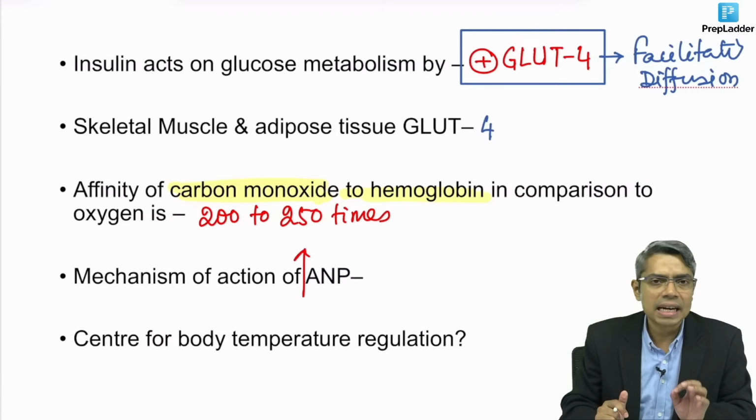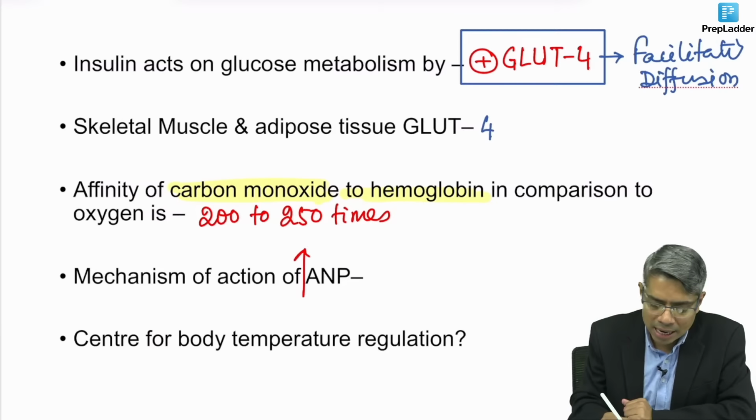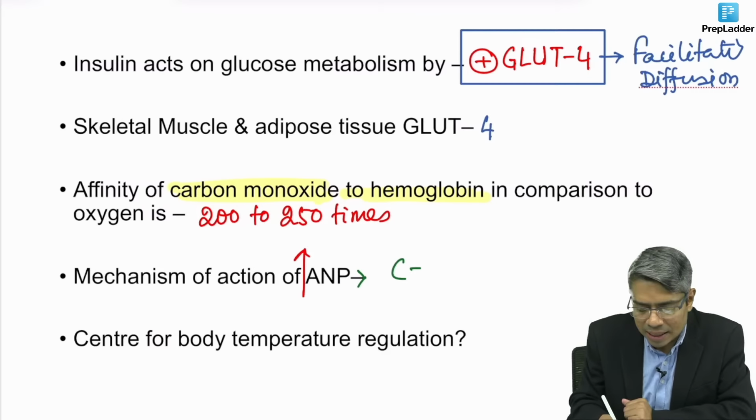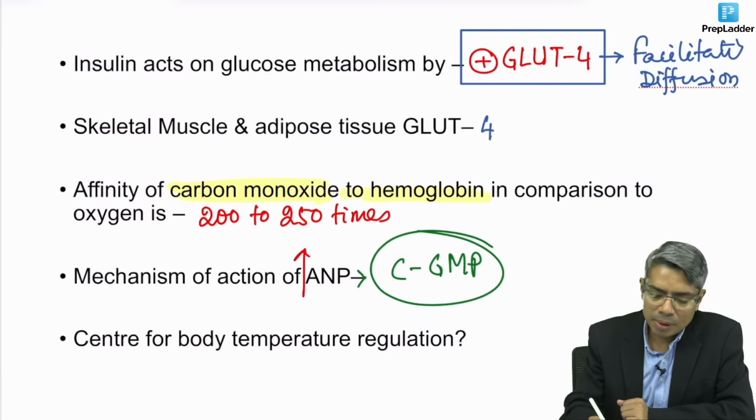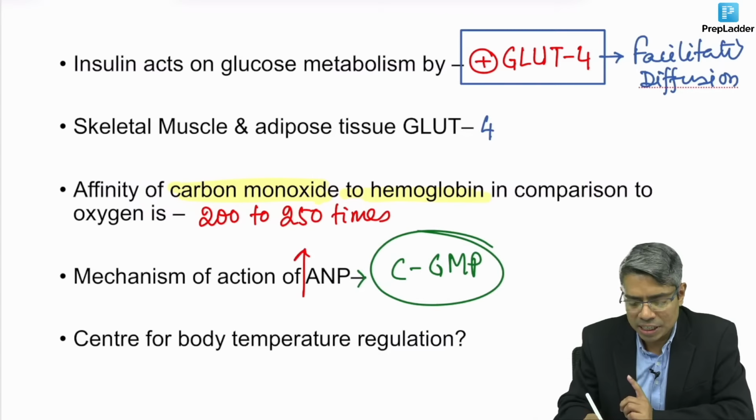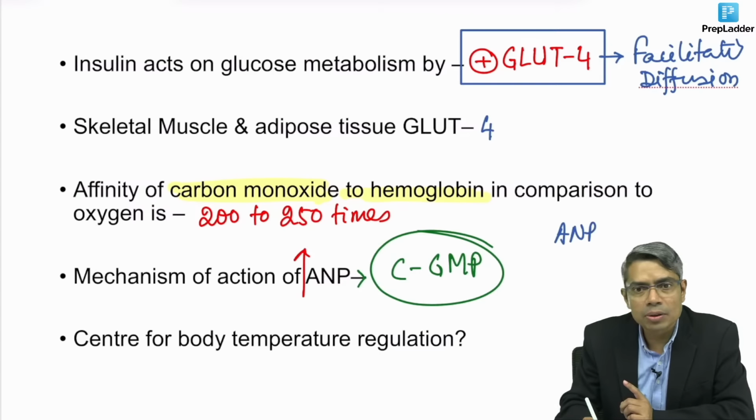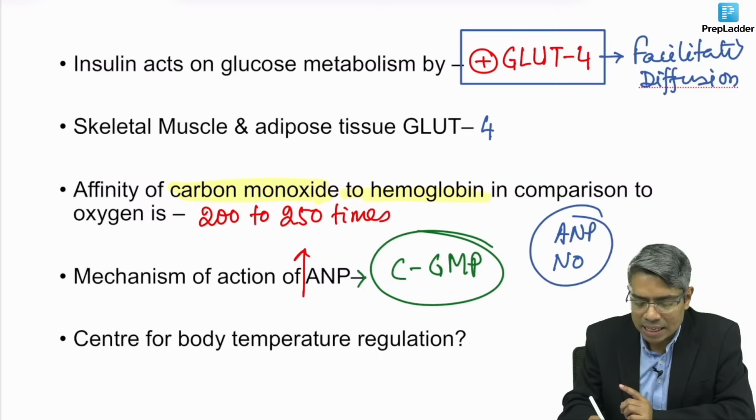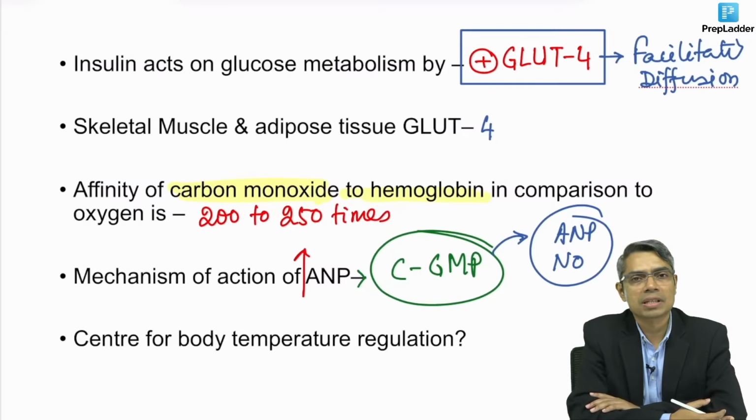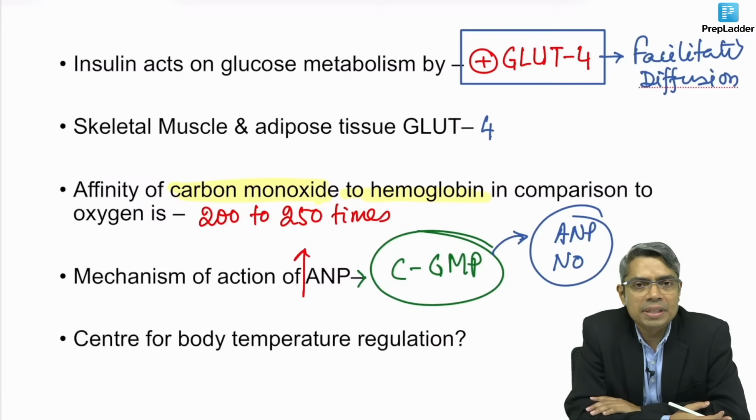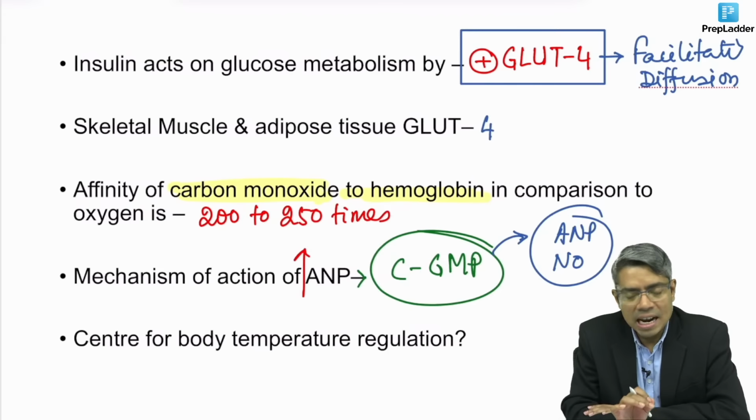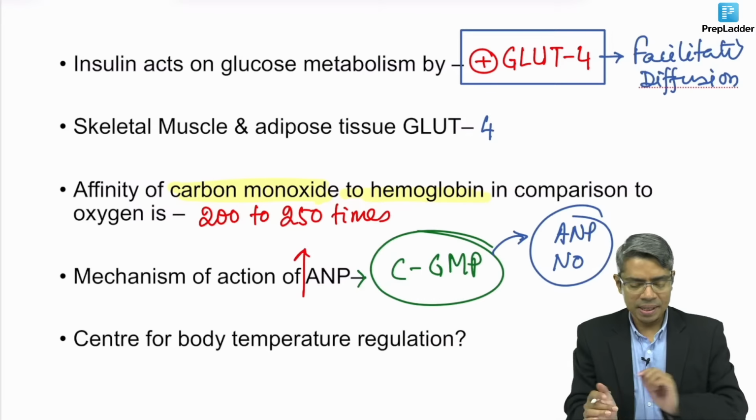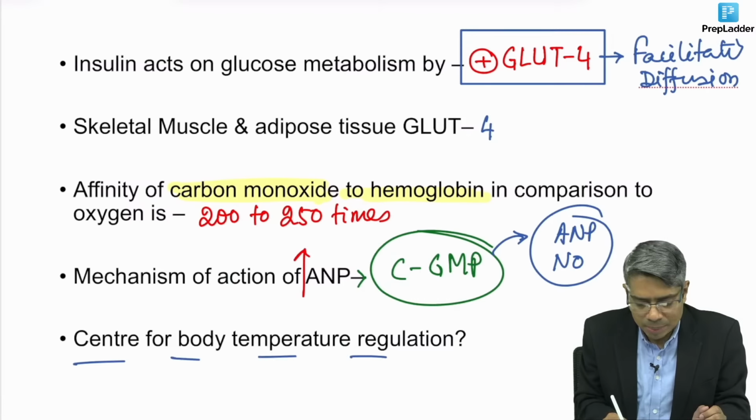Now, this atrial natriuretic peptide, how is it going to act? It is going to act through a second messenger system, and that second messenger system is the question here, that is cGMP. So, please remember, two hormones act through cGMP: ANP and nitric oxide. At least you have to remember that these two hormones act through cyclic guanosine monophosphate activity. I will show you one table where all these hormones have been given, but at least you remember ANP and nitric oxide.